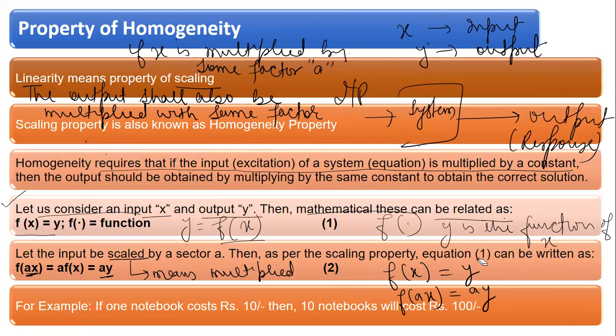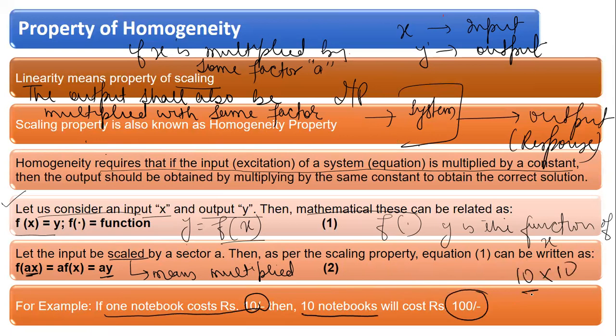Another example that you can use to understand scaling: for example, if one notebook costs you 10 rupees, then if you purchase 10 notebooks, it would cost you 100 rupees. So 10 into 10, scaling has been done. So this is what scaling is. This is what homogeneity is.